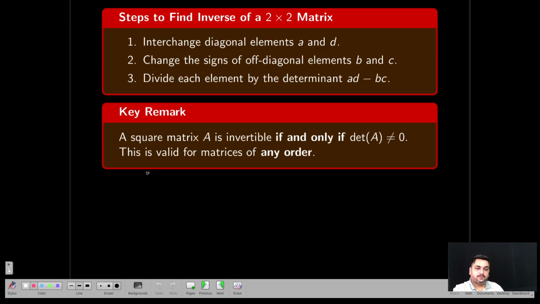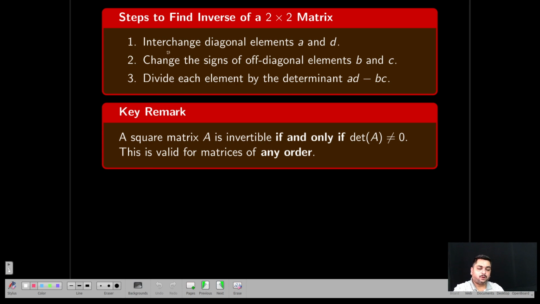Next, we'll find the steps to find the inverse of a 2 cross 2 matrix. For a 2 cross 2 matrix, it is very simple. For a 3 cross 3 matrix, we will see the method. There are two methods in general. One method we will understand in this video. The next method I will explain in the third chapter.